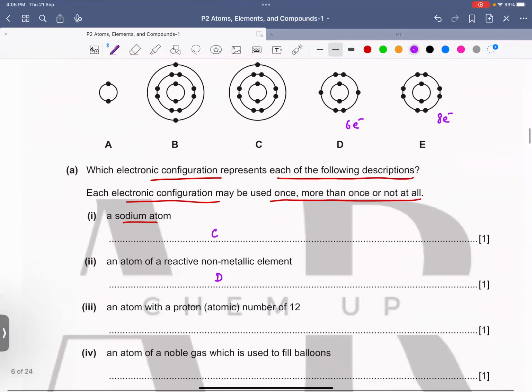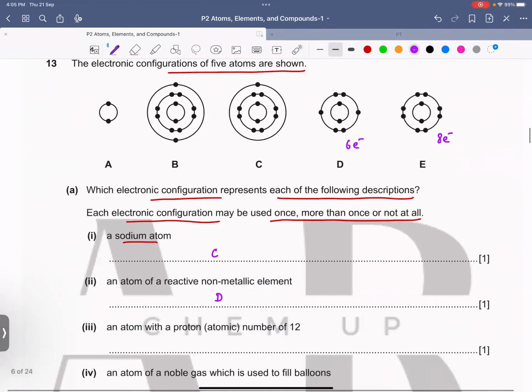An atom with a proton number of 12. If the proton number is 12, then how can we identify which atom it is? There will be 12 electrons as well. Yes, good, Khatija. We have discussed earlier that if it's an atom, the number of protons and the number of electrons are going to be equal. So it must have 12 electrons in it. So which one has 12 electrons? Good. B.